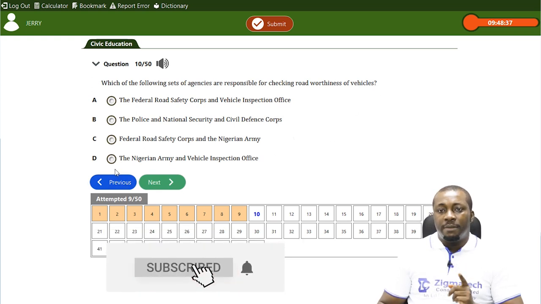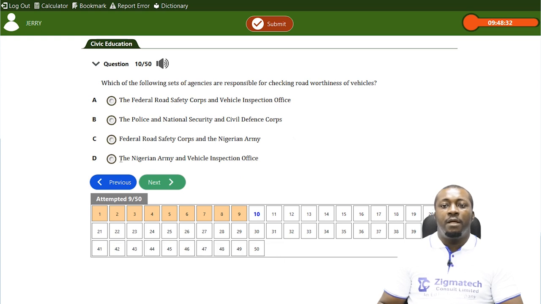Now, I'm starting from A: the Nigerian Army and Vehicle Inspection Office. Nigerian Army, it's not their duty. Vehicle inspection office, it is their core duty. But because Nigerian Army is there, it cannot be the answer. Now, C says Federal Road Safety Corps and the Nigerian Army. It is also the duty of Federal Road Safety Corps because they are responsible for ensuring safety on the road. They enforce road safety. But because Nigerian Army is there, this cannot be the answer.